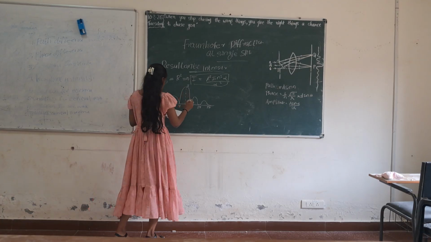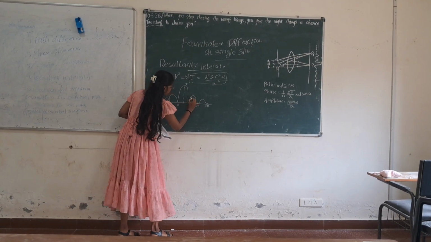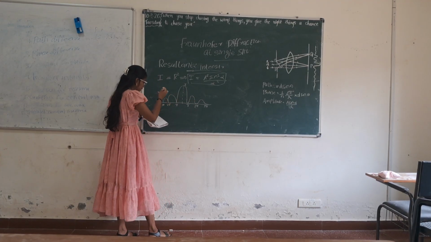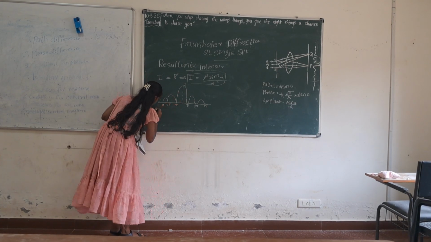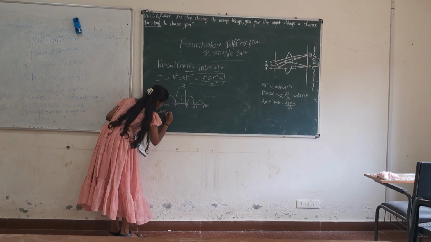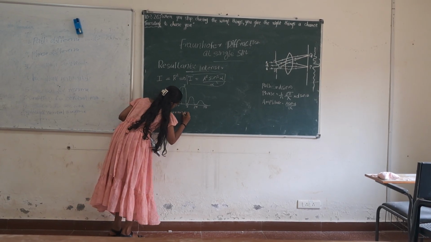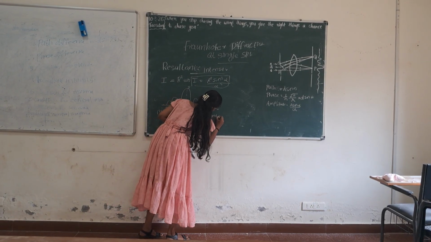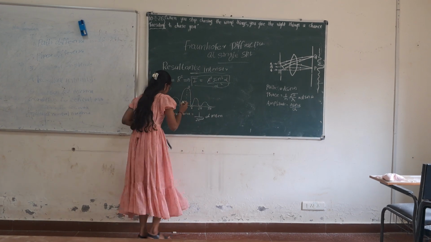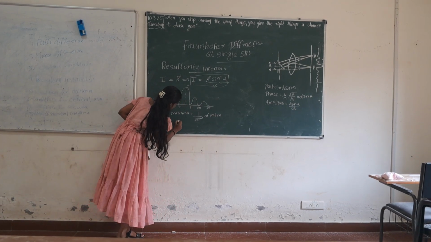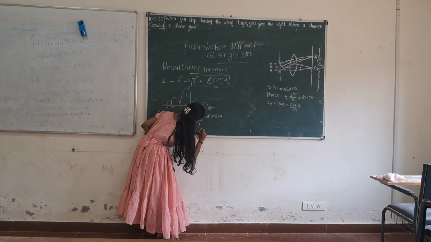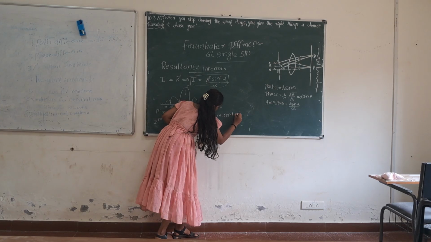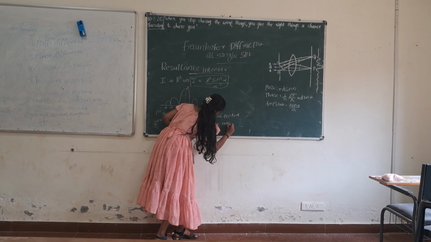So this is the first secondary maxima and this is the second secondary maxima. The intensity of the first secondary maxima is 1/20 of the intensity of the central maxima, and the second secondary maxima is 1/61 of the intensity of the central maxima.